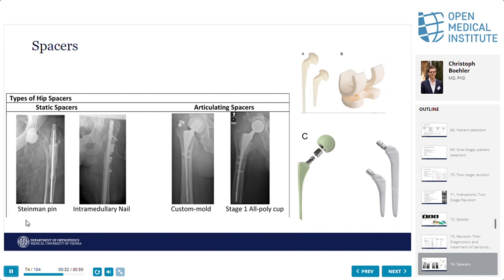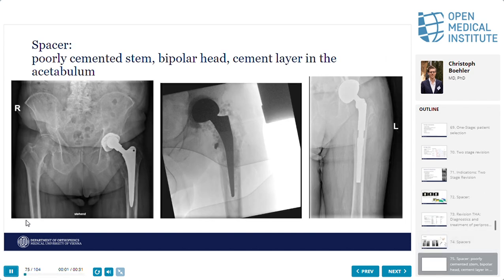Okay. So Charité published them just doing a girdlestone situation and then do the reimplantation after 6 weeks. Works in their hand. We mold them by ourselves. I'll show you how we do it. So what we do, a poorly cemented stem, bipolar head, and we do an additional cement layer. I hope you can see it in the acetabulum. Okay, so this was a patient with a severe wear. You can see the decentralization of the head and the massive osteolysis.